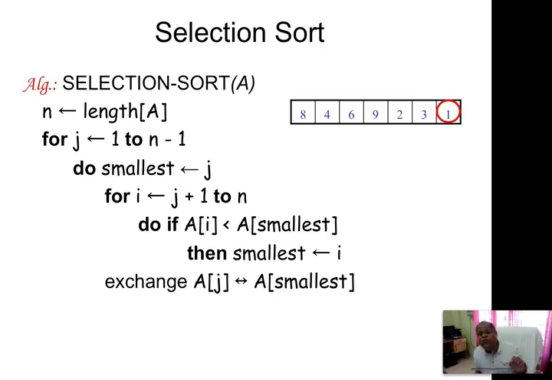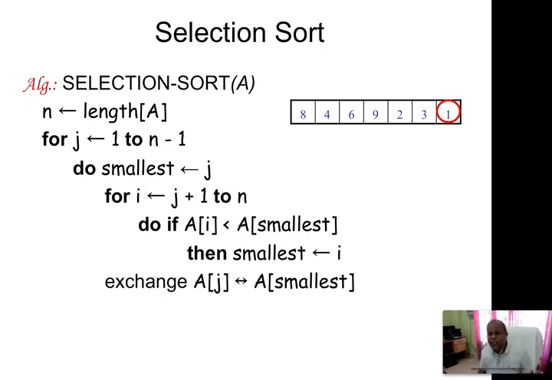Hence, for j is equal to 1 to n minus 1. That means out of n elements, if you place n minus 1 elements in their proper positions, then the array will be sorted by default. Hence, first of all, we set smallest equal to j. Since j is equal to 1, we assume the first position element is the smallest, but really it may not be. Then for i is equal to j plus 1 to n, what will happen? If a[i] is less than a[smallest], then smallest will be i. Then exchange a[j] with a[smallest].